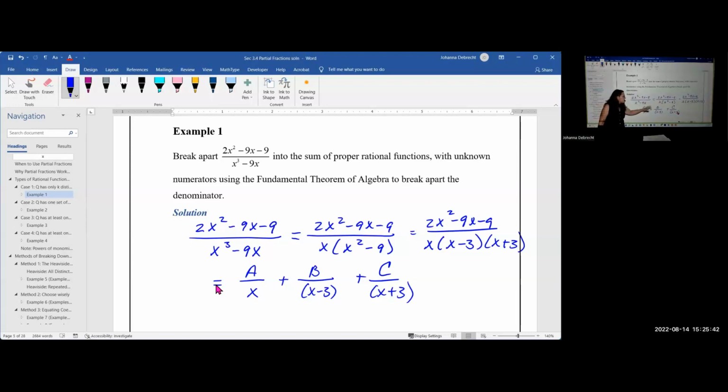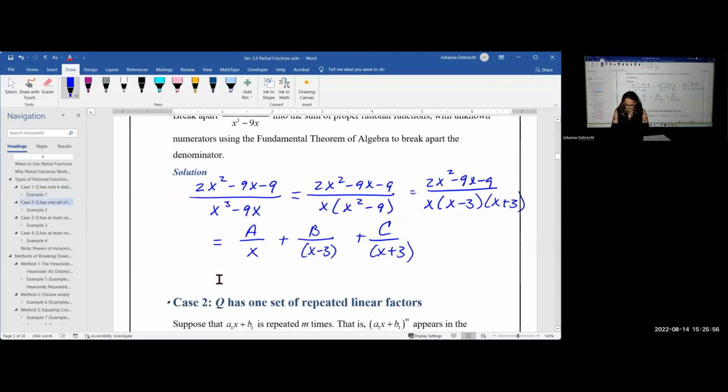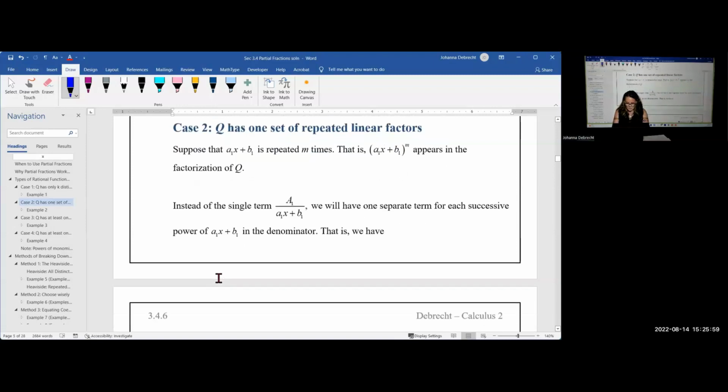This is guaranteed by the fundamental theorem of algebra. There have to be numerators such that when I get common denominators and combine these, I can get back to here. There has to be. That's the fundamental theorem of algebra. Let's now take a look at case 2.